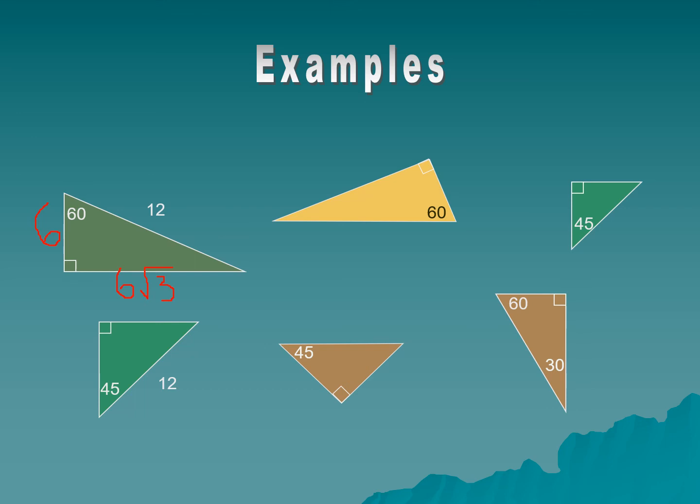Let's jump down to a 45, 45, 90 degree triangle. If the hypotenuse is 12, to get the 2 legs, you divide it by 2, but this one has a square root of 2 next to it. And once you have one leg, the other leg should be identical.